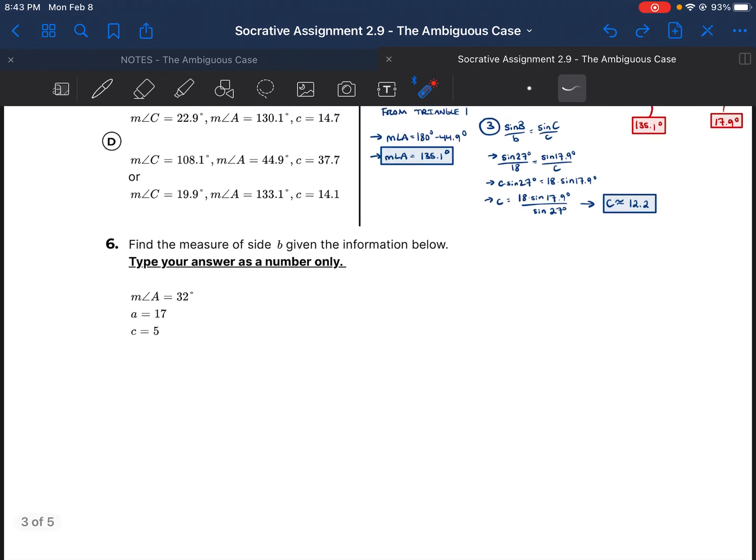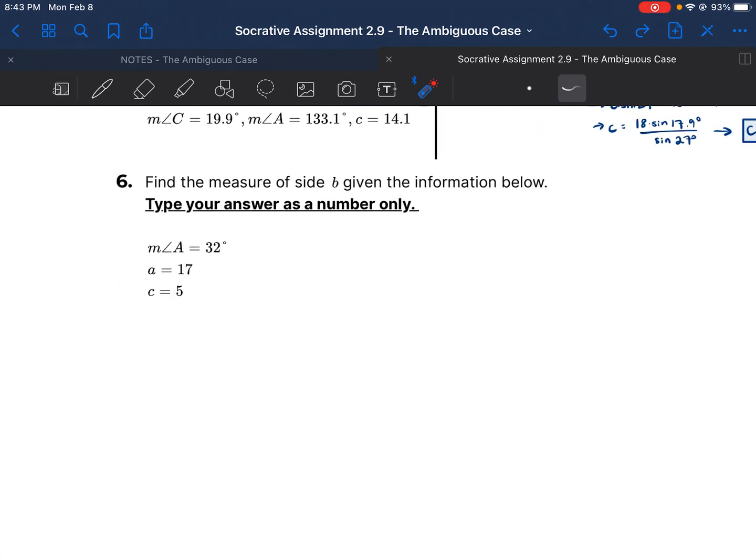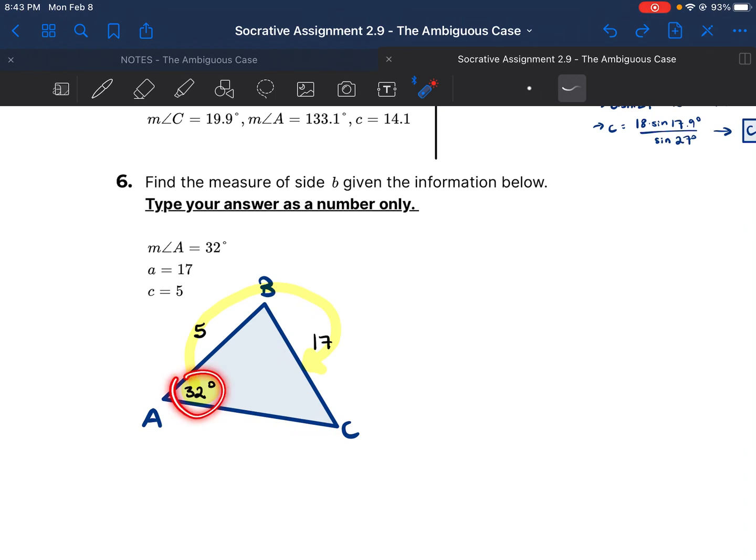All right, in the last example we're going to work through, and then I'm going to leave all the other ones up to y'all. We want to find the measure of side B given this information right here. So just as with all the other problems, I'm going to go ahead and set up the triangle. And I'm going to use Mr. Moskowitz's cool little visual. Notice that measure of angle A is 32 degrees. The side across from angle A is 17. And the side that's not across from the given angle is 5. And that turns out to be across from angle C.